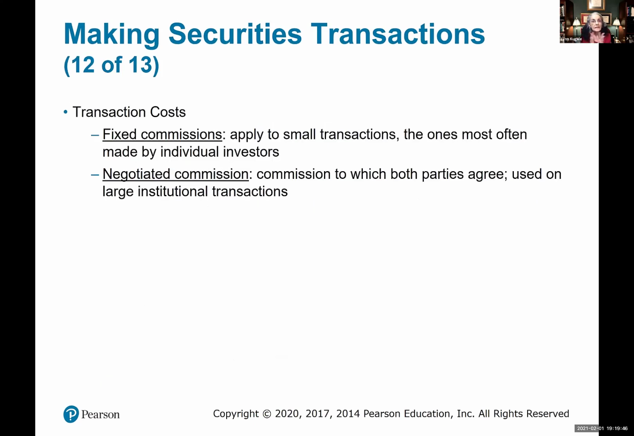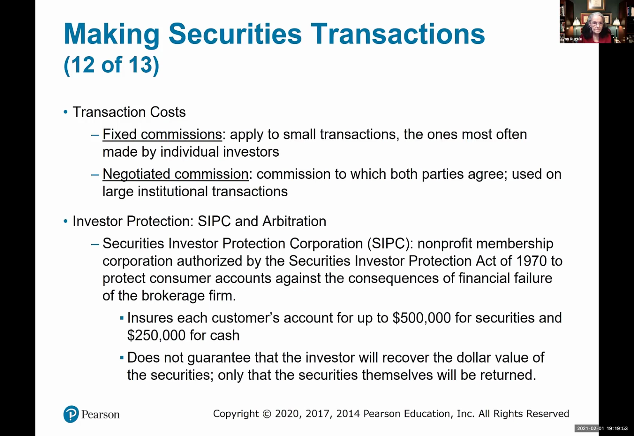Transaction cost. Fixed commissions, small transactions, that's mostly us. Negotiated commissions are for big institutional traders. There is some protection. SIPC, Securities Investor Protection, you can read right there. It insures each customer's account up to $500,000 for securities, $250,000 for cash. It doesn't mean you're going to get the dollar value of your securities back. Only the securities will be returned. It's protecting against the financial failure of the brokerage, not against bad advice.